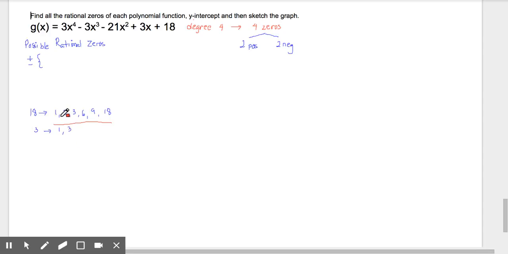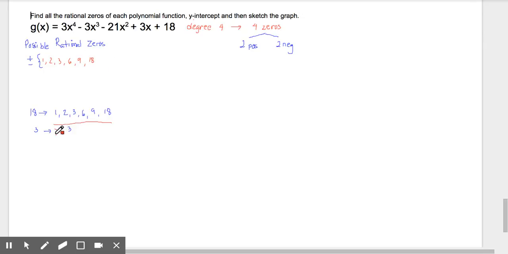So we start off by dividing these by 1. So 1 divided by 1 is 1. 2 divided by 1 is 2. And so we'll just have these numbers listed here: 1, 2, 3, 6, 9, 18. These are the integer possible zeros.